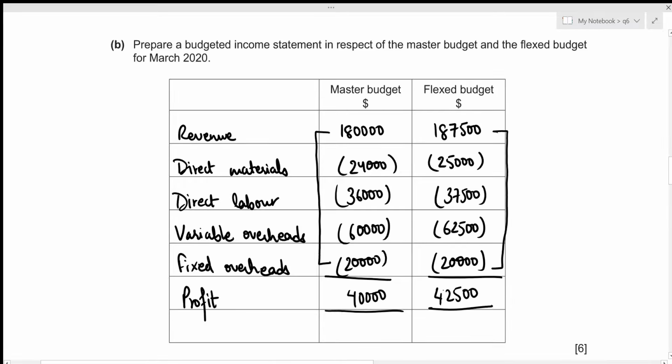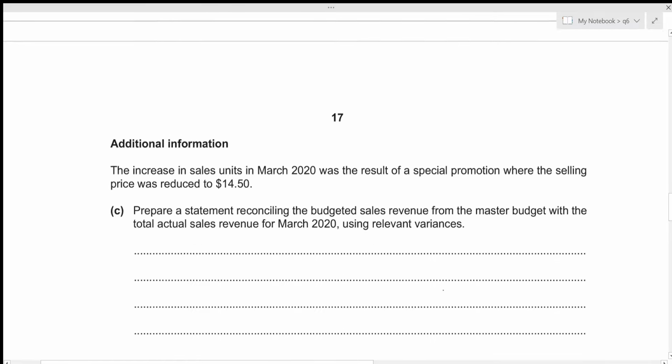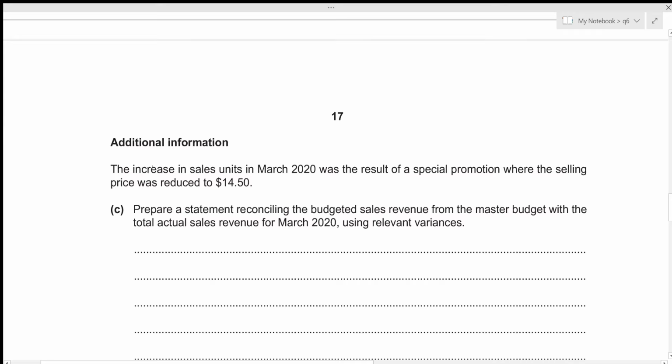Now we can move towards the third one. We're given additional information. The increase in sales units in March 2020 was the result of a special promotion where the selling price was reduced to 14.50. Okay, then we need to prepare a statement reconciling the budgeted sales revenue from the master budget with the total actual sales revenue for March 2020 using relevant variances. So we will start with our revenue from master budget.